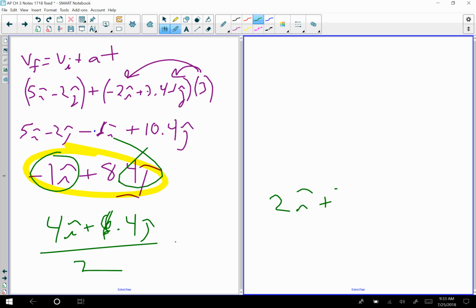Okay, so there we go. There's our average velocity. Oh, I forgot my units on both of these. Meters per second here, meters per second there. All right, there we go.